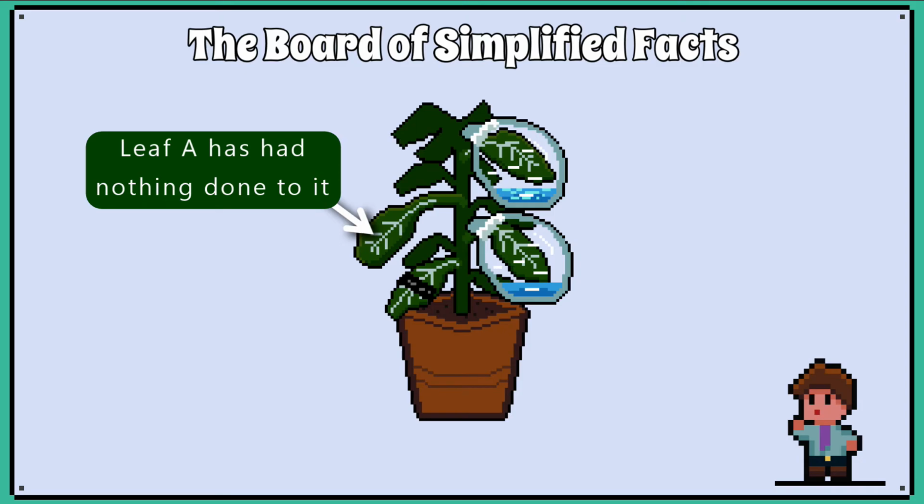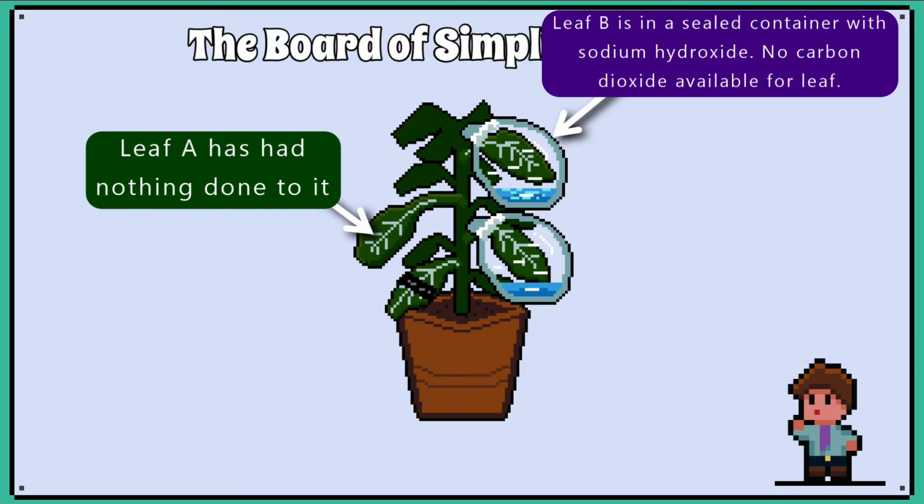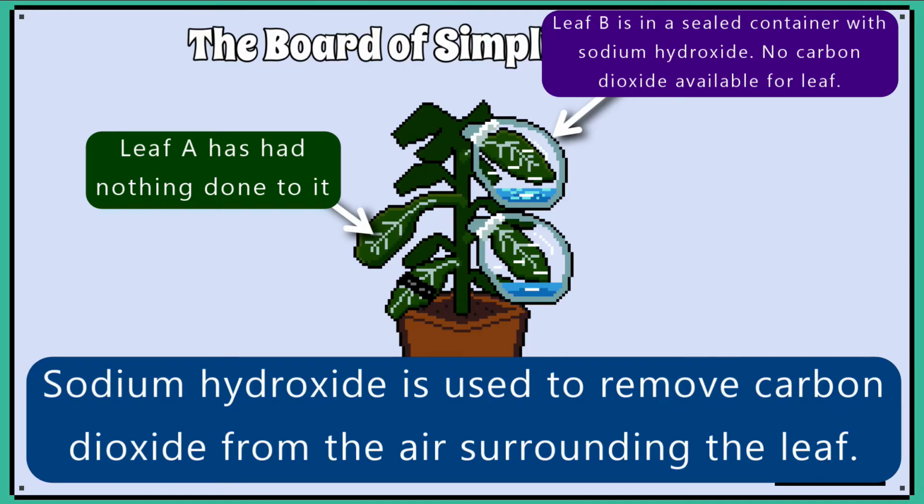Leaf A has had nothing done to it. Leaf B is in a sealed glass vessel which contains 30 cm cubed of sodium hydroxide solution. You need to know that sodium hydroxide absorbs carbon dioxide, so this leaf will have no access to carbon dioxide.